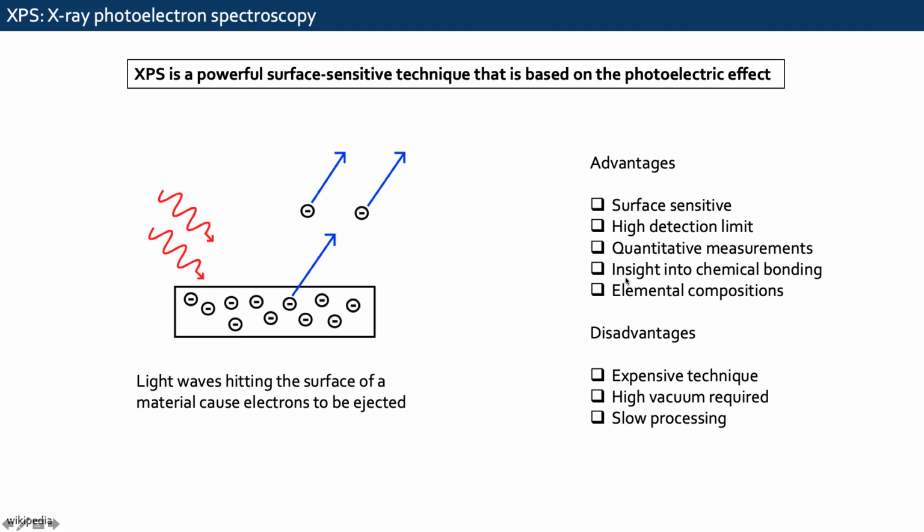Some disadvantages: high vacuum isn't really a disadvantage, but it can be a slower technique, and it's also a more expensive technique. That's the main disadvantage. But overall, it's a really streamlined technique to use, and you get really good data pretty fast.